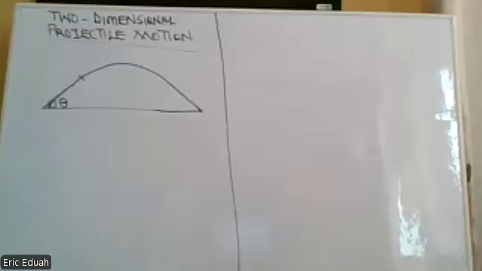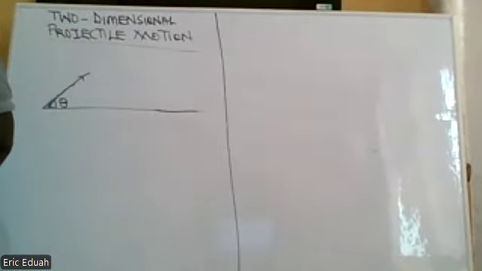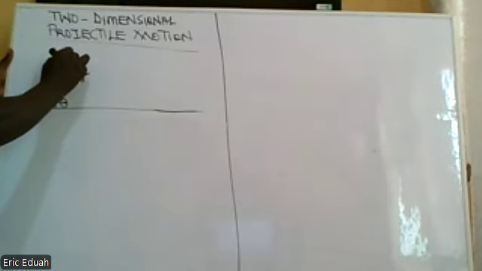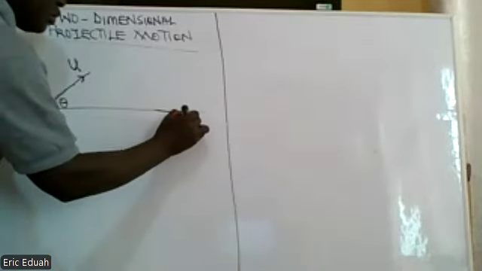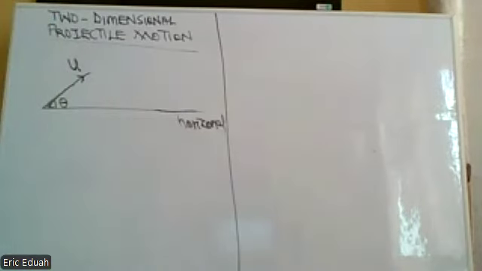So in two-dimensional projectile motion, there is a horizontal and there is an angle of projection theta. This is the velocity of projection u. This is the horizontal. Okay, so we want to follow the path just as we did in one dimension.